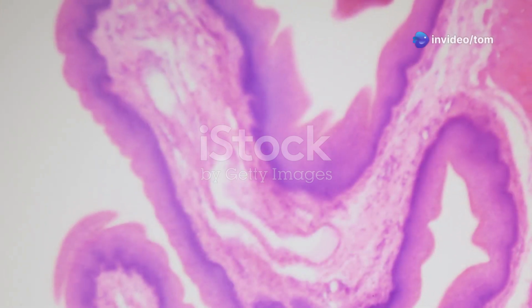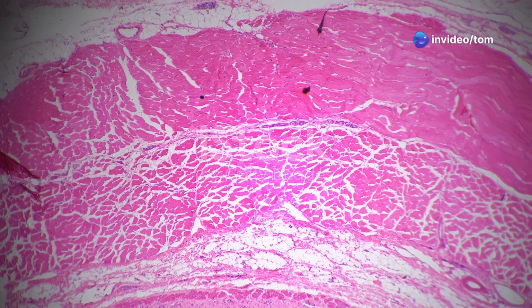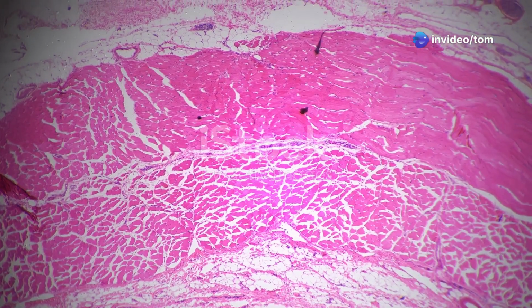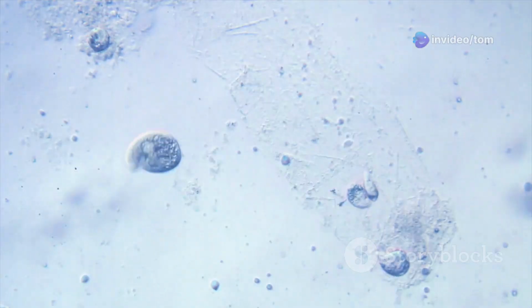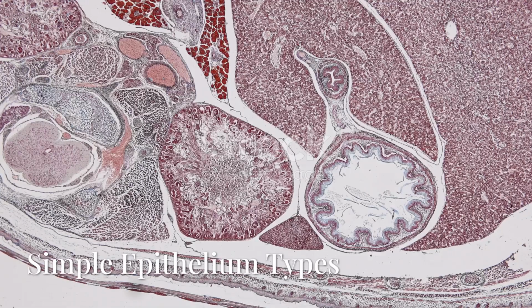Classification based on the number of cell layers includes simple epithelium, which has 1 layer, and stratified epithelium, which has more than 1 layer. Pseudostratified epithelium describes tissue with a single layer of irregularly shaped cells, giving the appearance of more than 1 layer.